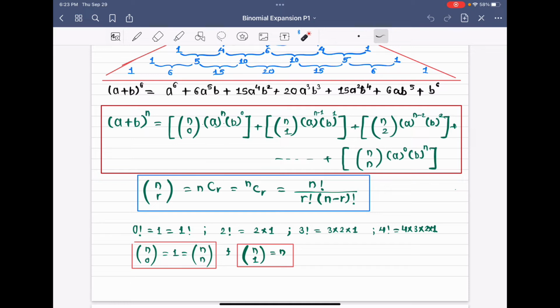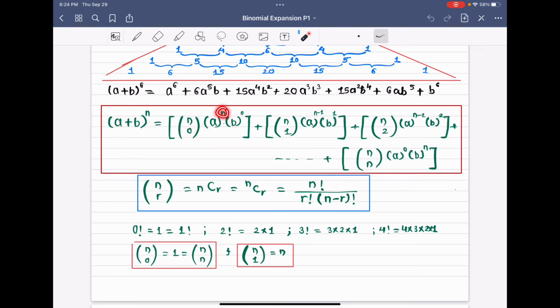Remember one simple thing: when you are doing a combination like nCr, there is no division sign over here. This is only nCr. Out of n you are choosing r. r and n cannot be negative, cannot be a fraction, cannot be a decimal. So first nC0, then nC1, then nC2. This will continue up to nCn. When it's nC0, the first term, that is a, will get the full power, and the second term b will get the power 0.